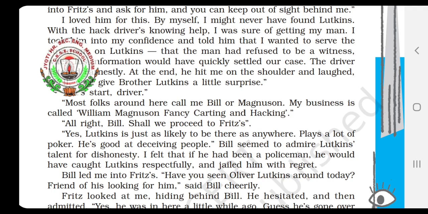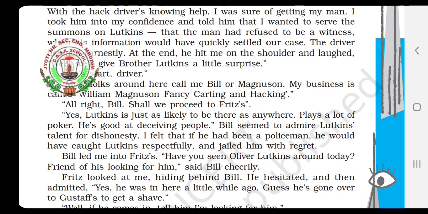Yes, Litkins is just as likely to be there as anywhere. Plays a lot of poker. He is good at deceiving people. Bill seemed to admire Litkins' talent for dishonesty. I felt that if he had been a policeman, he would have caught Litkins respectfully and jailed him with regret.